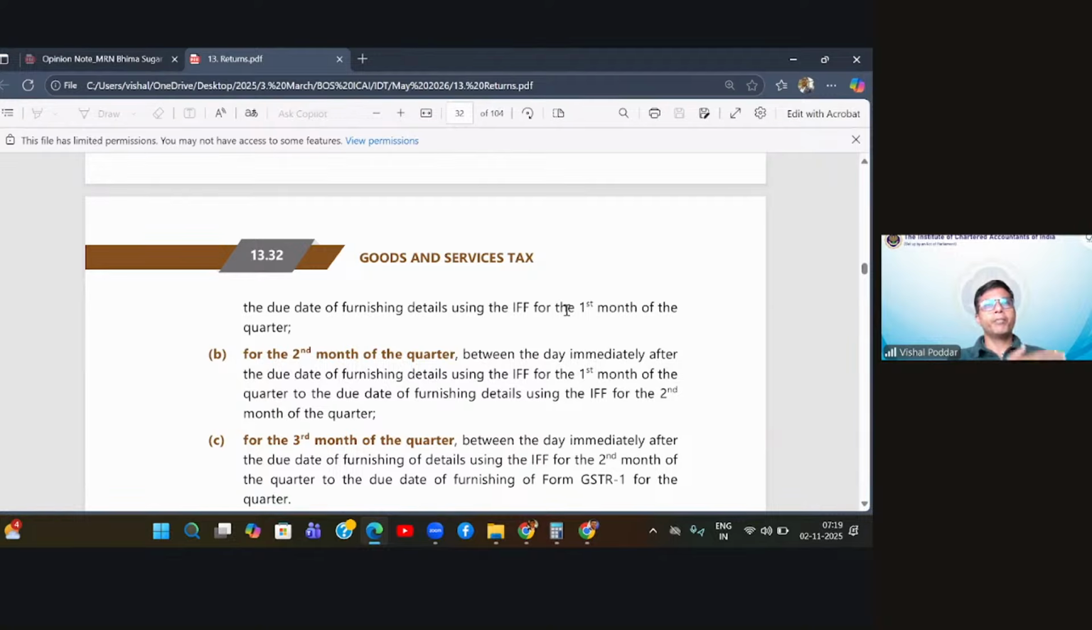So from that day till the IFF last day of the first month. Now, the first month of this quarter is October. The last day to furnish is, let us say, 11th of November. So between this period, whatever invoices are uploaded will appear in my October returns. Similarly, from 12th of November up to the next month's IFF due date, which will be 11 December, whatever invoice details are furnished by the supplier will appear in your November month's 2B, and so on.